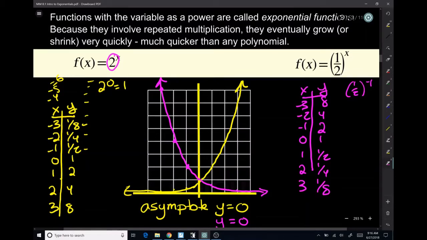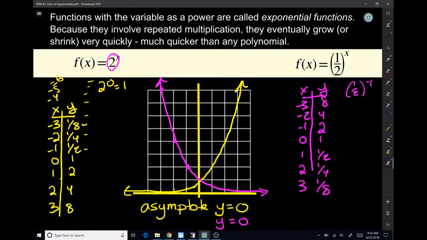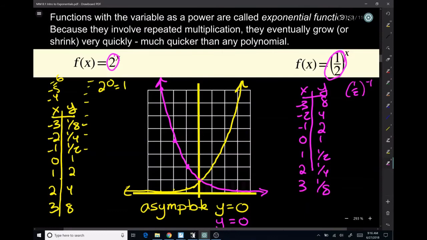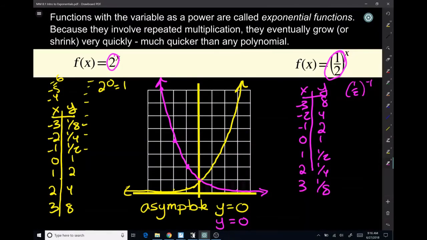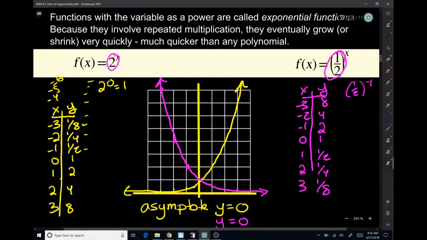It just shows decay. If the base of your exponent is bigger than 1, you'll have growth. The graph will go up as you go to the right, like the yellow graph does. But if the base is between 0 and 1, I can't just say less than 1 because it can't be negative. If your base is between 0 and 1, it has what's called decay. So this over here is growth, and this here is decay.